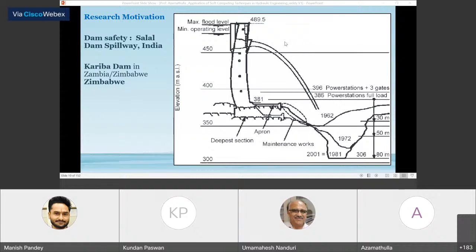You can see in the case of Kariba Dam, the dam height is 120 meters. The scour takes place almost 80 meters deep, as you can see in 1981, 1970, 1962. Due to high velocity jets, scour takes place on the downstream side. This is about Kariba Dam spillway.